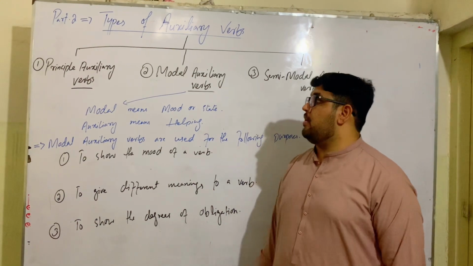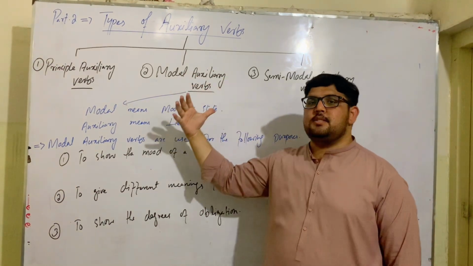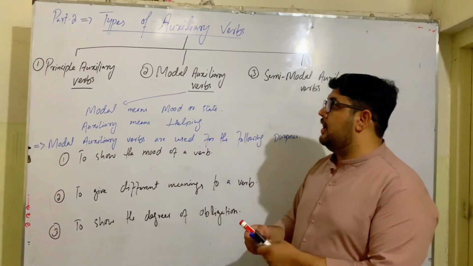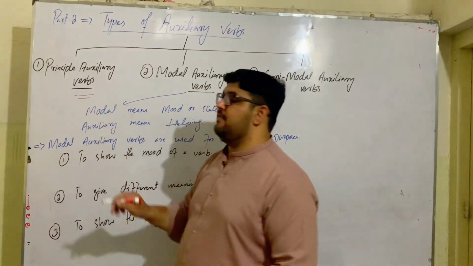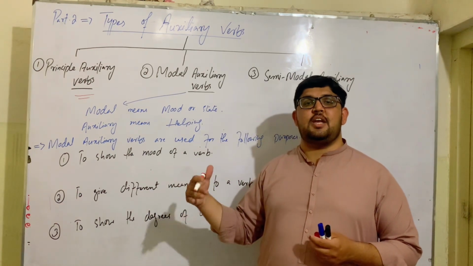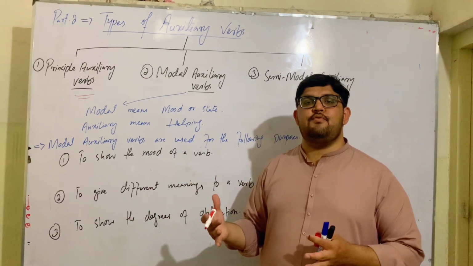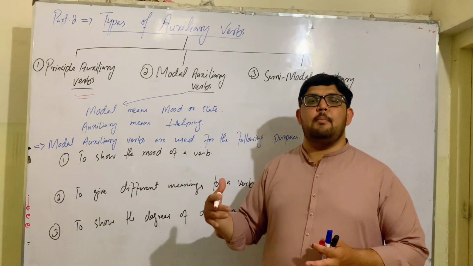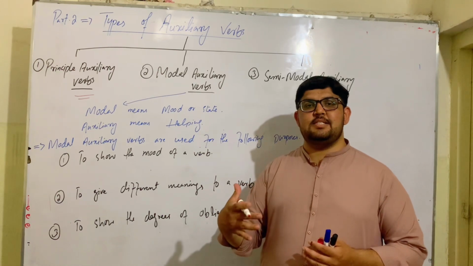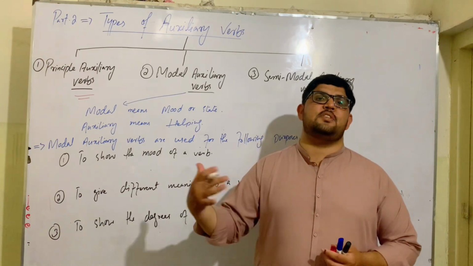Viewers, today's topic of discussion is the remaining types of auxiliary verbs. As in the previous video, we discussed the first type of auxiliary verbs, and that was principal auxiliary verbs. And we also discussed the categories of principal auxiliary verbs, like to be verbs, to have verbs, and to do verbs, and their main usages as main verb and as helping verb. So we discussed these grammatical terminologies under principal auxiliary verbs in the previous video.